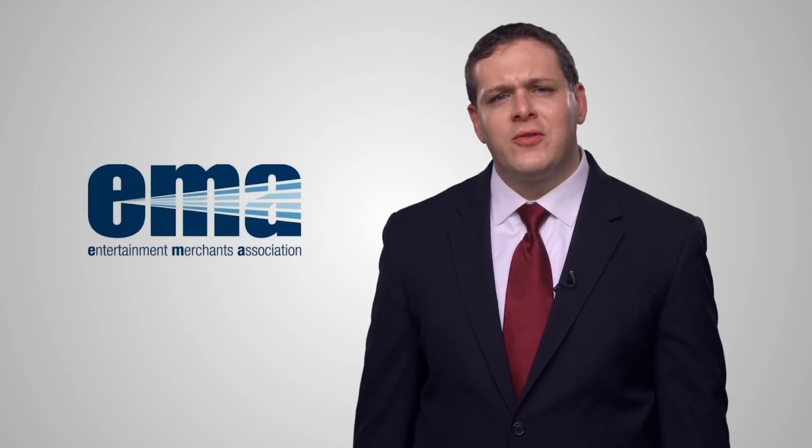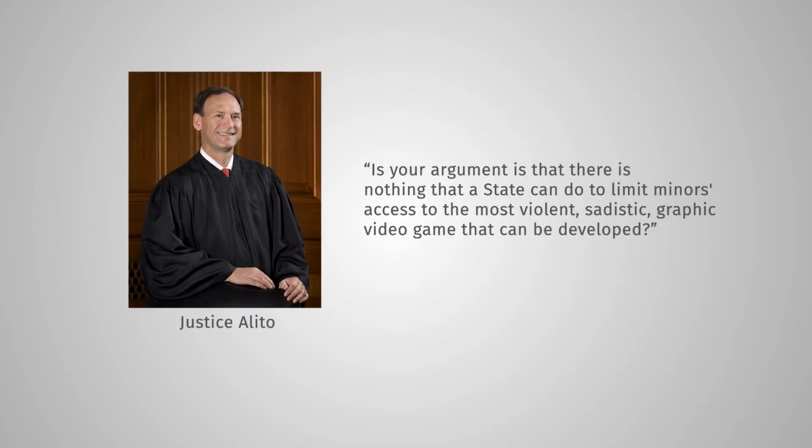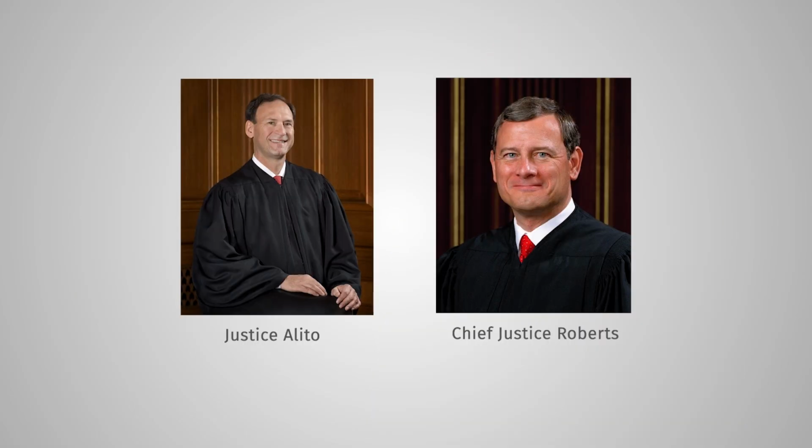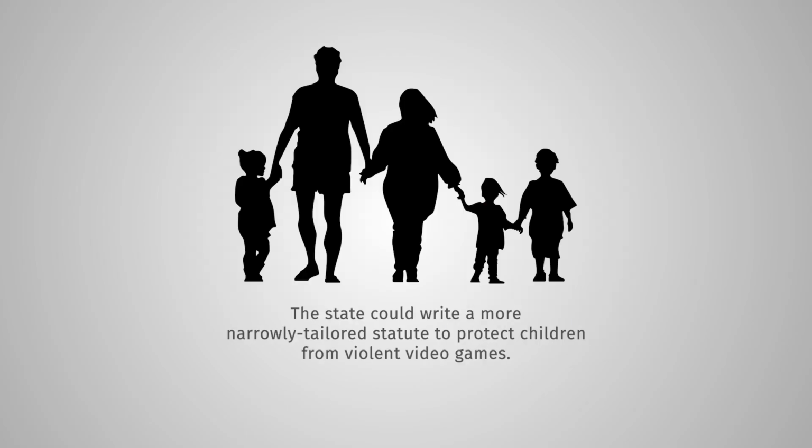During oral argument, Justice Alito asked Paul Smith, the lawyer for the Entertainment Merchants Association, "Your argument is that there is nothing that a state can do to limit minors' access to the most violent, sadistic, graphic video game that can be developed?" The lawyer answered that a content-based restriction on violent video games could not survive strict scrutiny. In their concurring opinion, Justice Alito and Chief Justice Roberts wrote that the state could write a more narrowly tailored statute to protect children from violent video games.